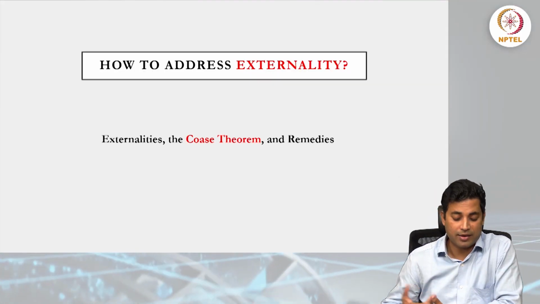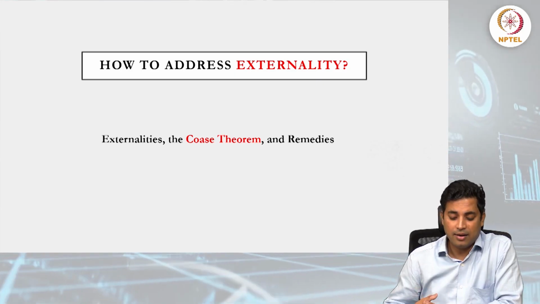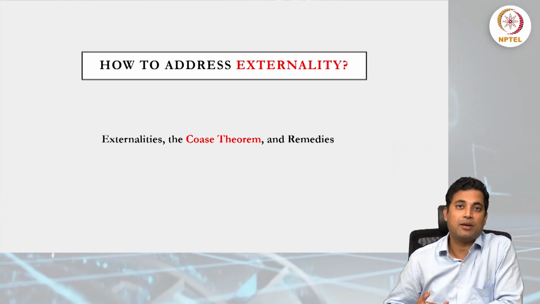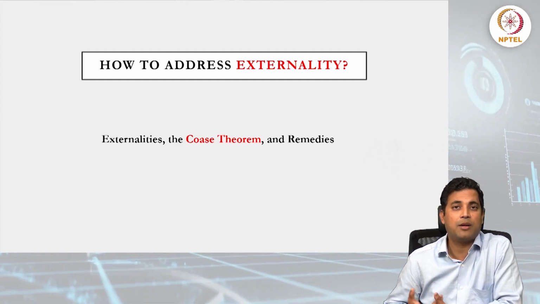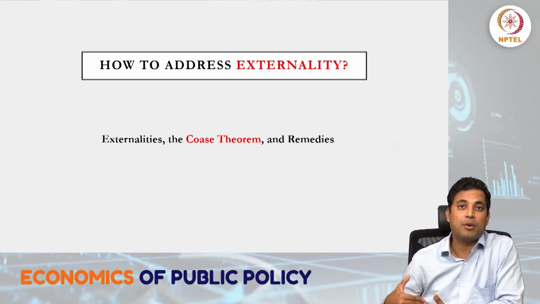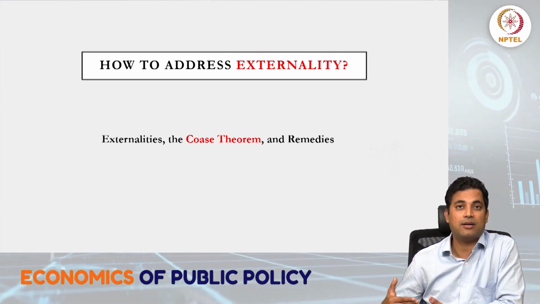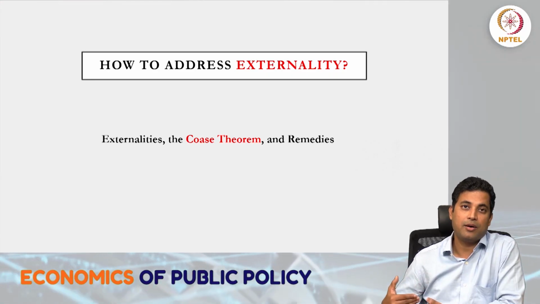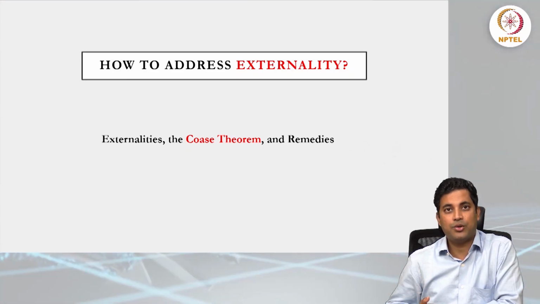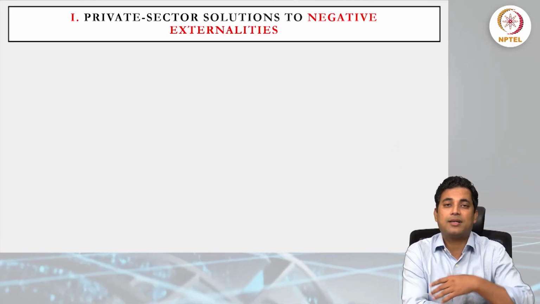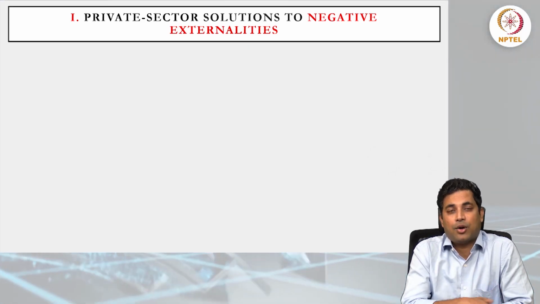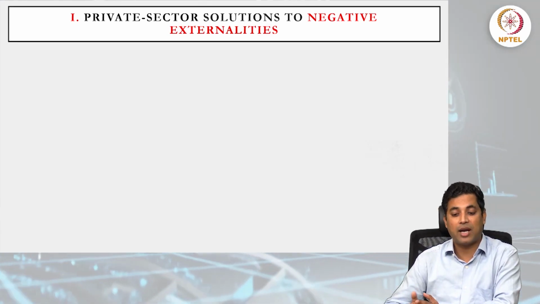In this context we will again bring in the concept of externalities, but we will also talk about the Coase theorem. All of us know the Coase theorem as students of economics. It was proposed by Ronald Coase, who also got the Nobel in 1991, and it offers a couple of remedies: how the private sector, the market, can resolve externalities, and how government or the public sector can provide solutions to tackle them. Let us first discuss the private sector solution to negative externalities, and then we will talk about public sector solutions.